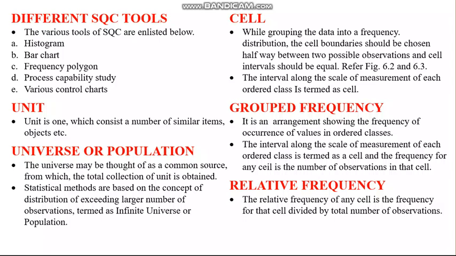Okay, then universe or population. The universe may be thought of as a common source from which the total collection of units is obtained. Suppose a big heap of bolts is there. From that you take a handful of bolts. Where did you get this handful from? You got it from the universe, the big heap, the source.